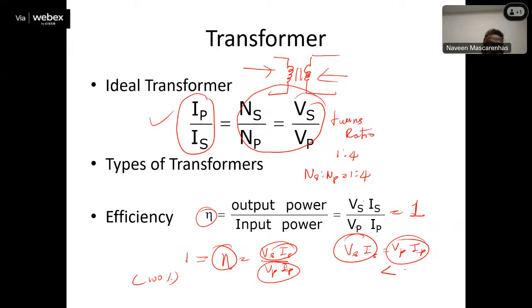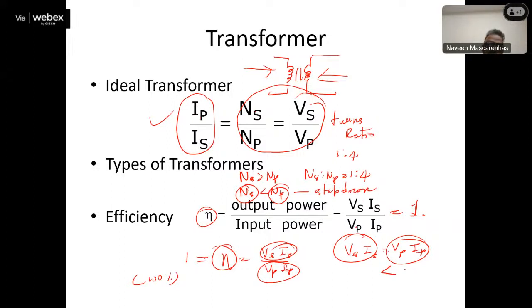So types of transformer, we have step up, step down, and isolation transformer. In an isolation transformer, Ns is equal to Np. In a step up transformer, Ns will be greater than Np. In a step down transformer, Ns will be less than Np. If the number of turns in the secondary are less than the number of turns in the primary, it's called a step down transformer.